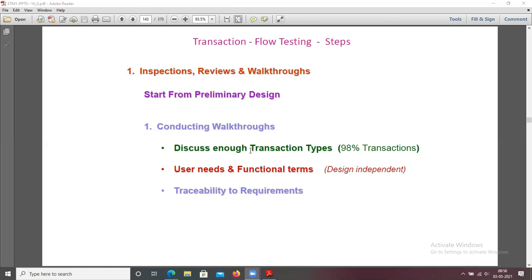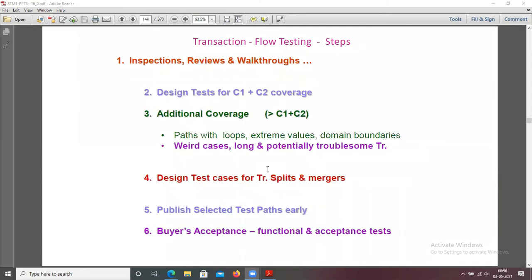And in walkthroughs, you discuss transaction types, user needs and functional terms, and traceability to requirements. Design tests for C1 plus C2 coverage and additional coverage: paths with loops, extreme values, domain boundaries, wild cases, and long and potentially troublesome transactions. Design test cases for transaction splits and mergers, and publish selected test paths early, with the buyer's acceptance for functional and acceptance tests.